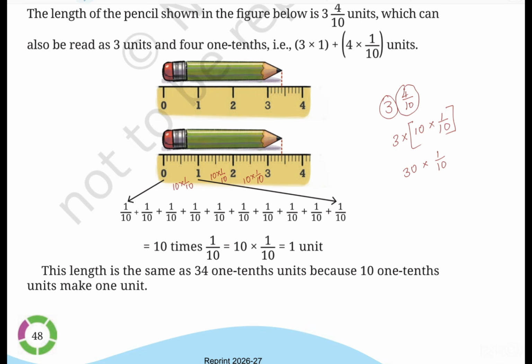Adding 4 by 10 units to this, we get 30 by 10 plus 4 by 10, that means 34 by 10 units. So 3 and 4 by 10 units can be written as 3 into 10 is 30, 30 plus 4 is 34, that is 34 by 10 units.